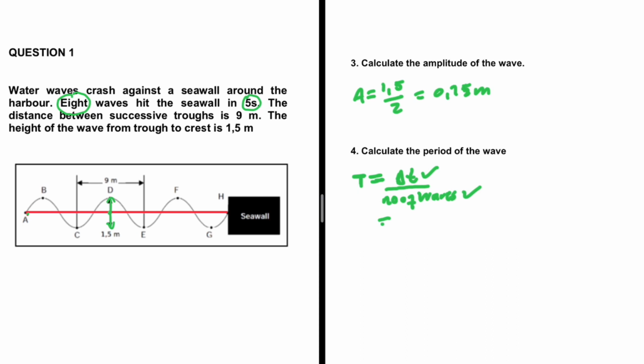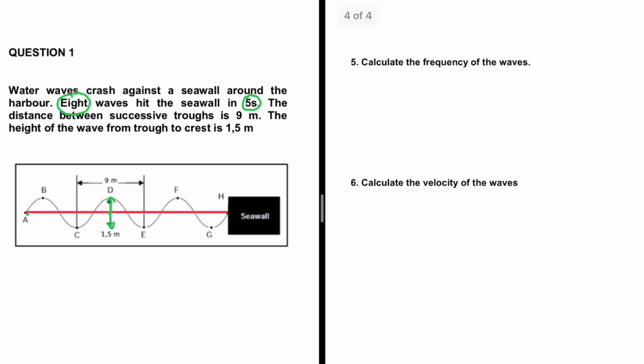Why does this formula hold? Why is it true? The period is the amount of time taken to complete one wave. If we divide the total time by the total number of waves, we're going to find how much time it takes to complete one wave. So delta T will be equal to, the time is 5 seconds and the number of waves is 8. And I'm getting 0.625 seconds. So there we go. We have the period of the wave. Let's move to the question that follows.